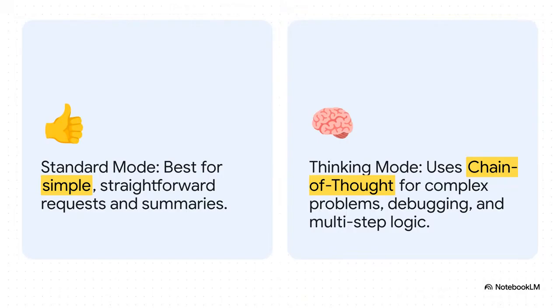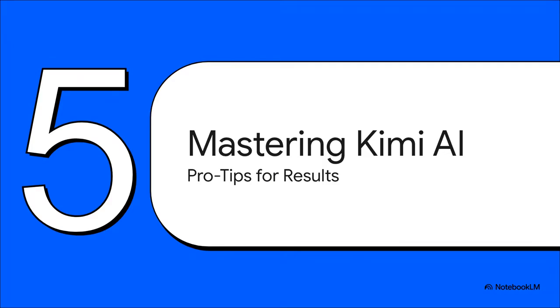Now, for those really complex tasks like debugging, selecting the right mode is absolutely key. While standard mode is great for simple requests, thinking mode activates what's called a chain of thought process. This basically means the AI literally shows you its logical steps, which is so incredibly useful for understanding how it arrived at a solution.